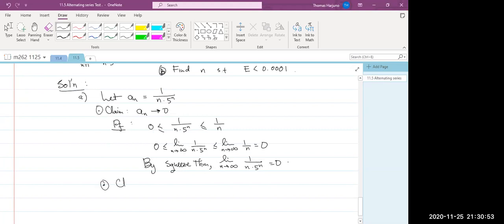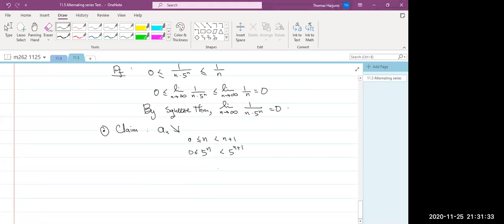How to prove that it is decreasing? Clearly n is less than n plus 1, right? Such that 5 to the n is also less than 5 to the n plus 1. Let me keep it positive, because it is not true if one of them is negative. Only positive times positive gives us this. And because it's positive, for the reciprocal you reverse the inequality sign.